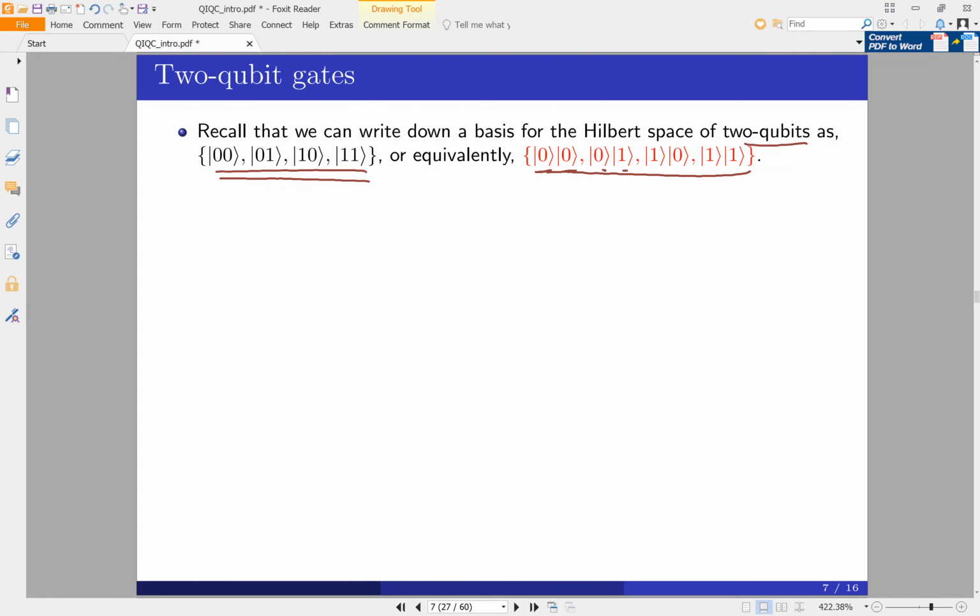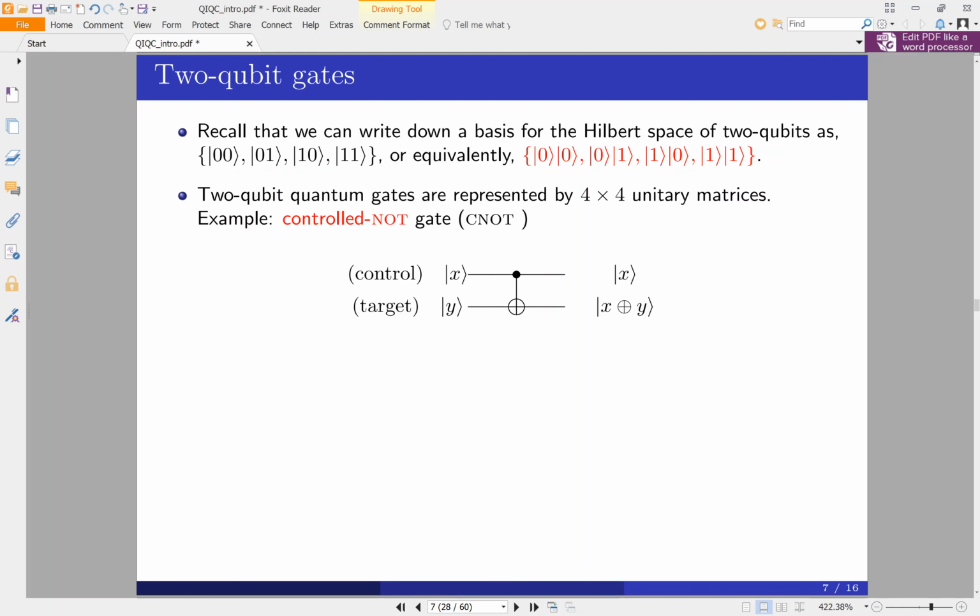So what kind of objects would transform states of 2 qubits, would map from one 2-qubit state to another 2-qubit state? Well, there's a 4-dimensional space, so we will need 4 by 4 matrices. Specifically, we will need 4 by 4 unitary matrices. So here's an example of such a 4 by 4 unitary matrix. I'm first going to describe it using a quantum circuit.